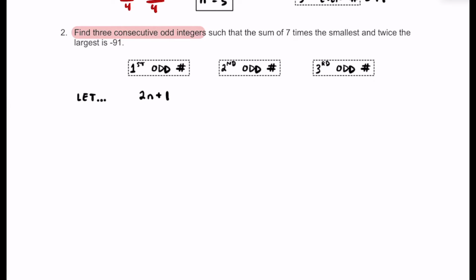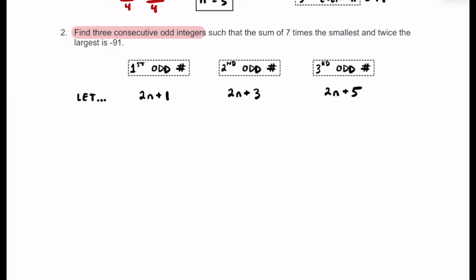Now odd numbers are always 2 away from each other, so for the second odd integer, this is going to be 2n plus 1 plus 2, or plus 3, right? They have to be 2 away from each other, so we're going to add 2 more to this one. For the third integer, that's going to be 2n plus that 3, but then add 2 more onto that, so it's going to be plus 5, because that has to be 2 away from it, right?